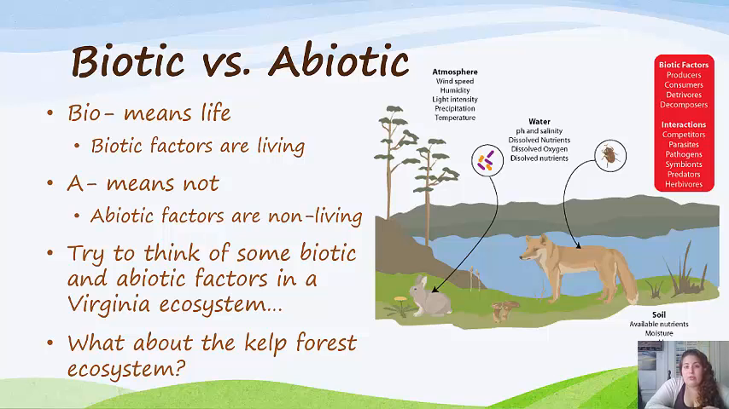Answer these on your Google assignment. It's going to be a Google form, so you can jot these down quickly and then copy them over into your assignment, or you can pause the video and go answer those now. So think of 2 biotic and 2 abiotic factors from that kelp forest ecosystem that we talked about.